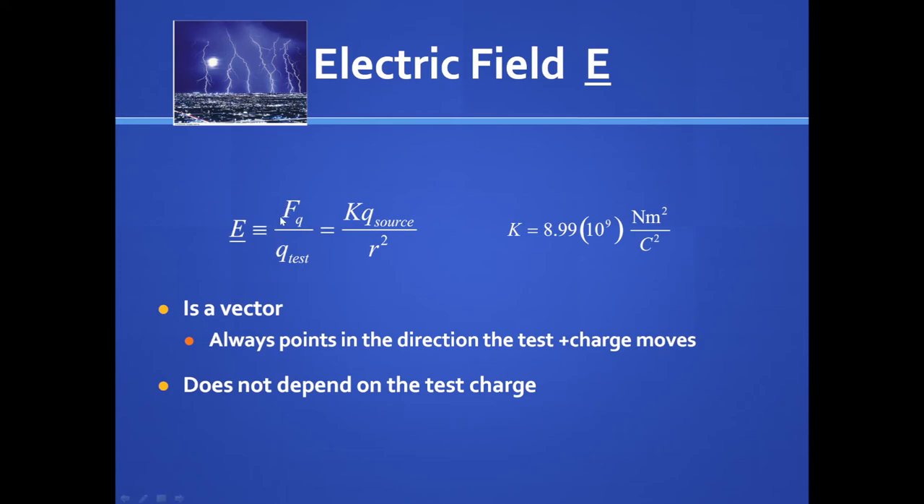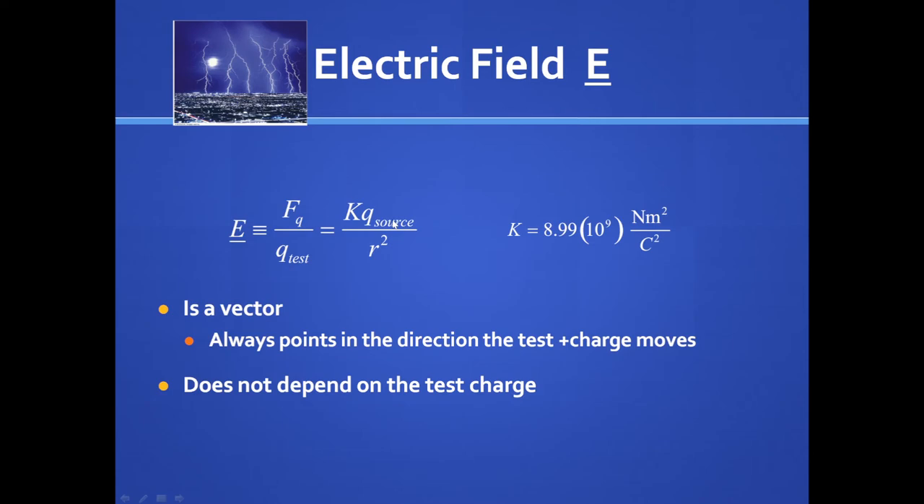But there's a second formula for calculating electric field strength as well. This formula on the end here, KQ source divided by r squared, this is how you determine the strength of an electric field if you know what's creating that field in the first place. So, say you put a proton in a box, you know that proton is creating an electric field, and you want to know how strong that field would be so far away from that proton. You can use this formula to determine the field that proton creates.